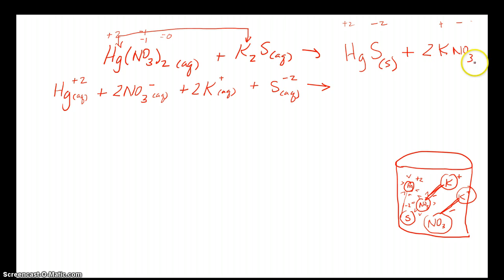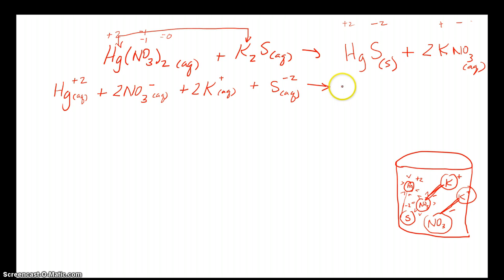That means that the other one is going to be aqueous. And how can I tell that it's aqueous? Well, K falls into the category of soluble compounds, and it looks like it's always soluble regardless of what you have.